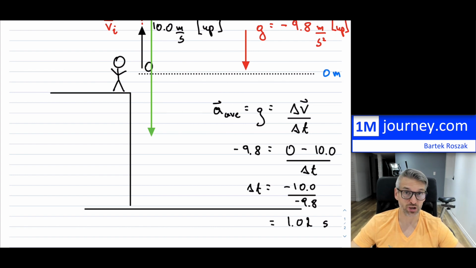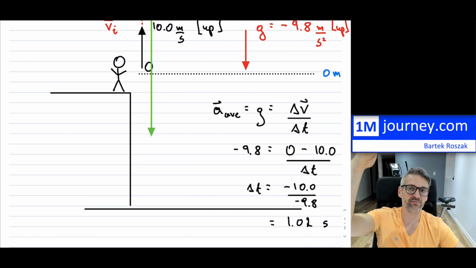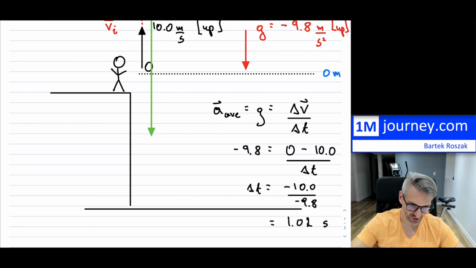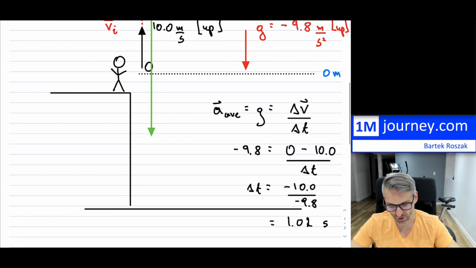So if you toss this up at 10 meters per second, it's only going to take about a second for gravity to really slow this down, right? And then it's going to start coming back as you're going through. So that's one of the things that you will run into.